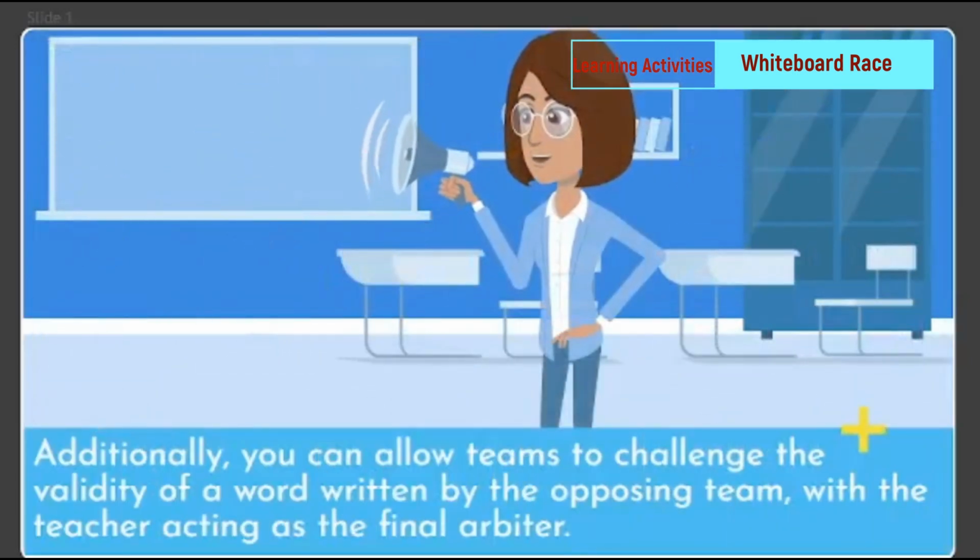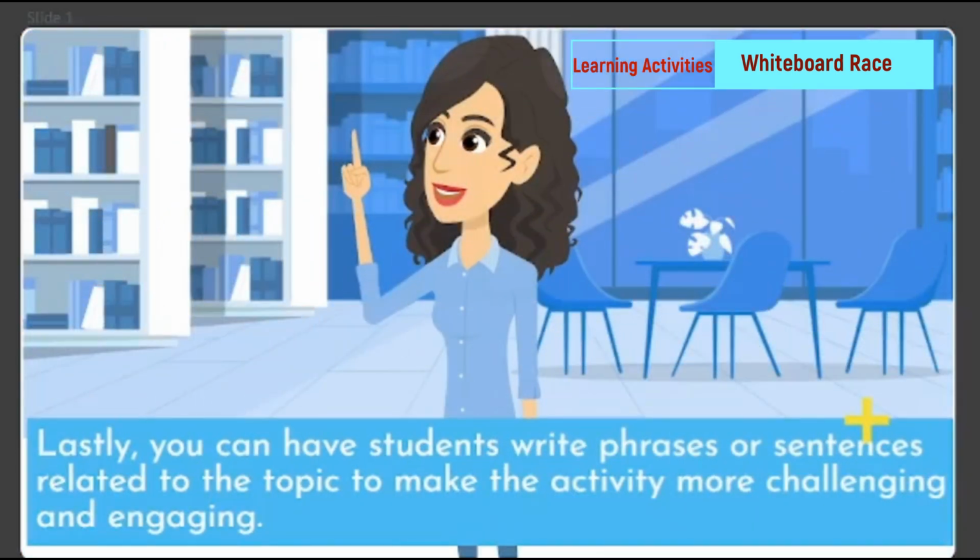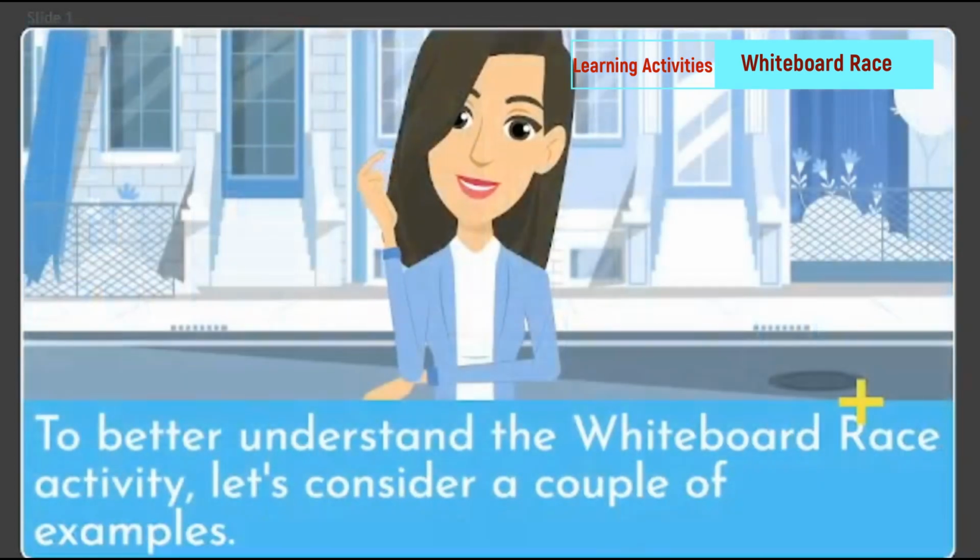Additionally, you can allow teams to challenge the validity of a word written by the opposing team, with the teacher acting as the final arbiter. Lastly, you can have students write phrases or sentences related to the topic to make the activity more challenging and engaging. To better understand the Whiteboard Race activity, let's consider a couple of examples.